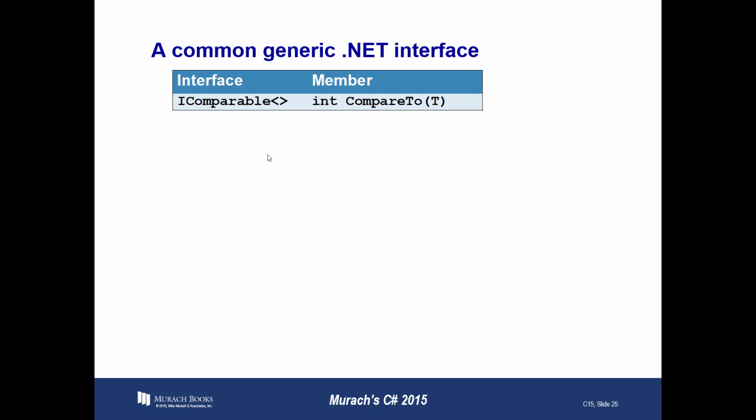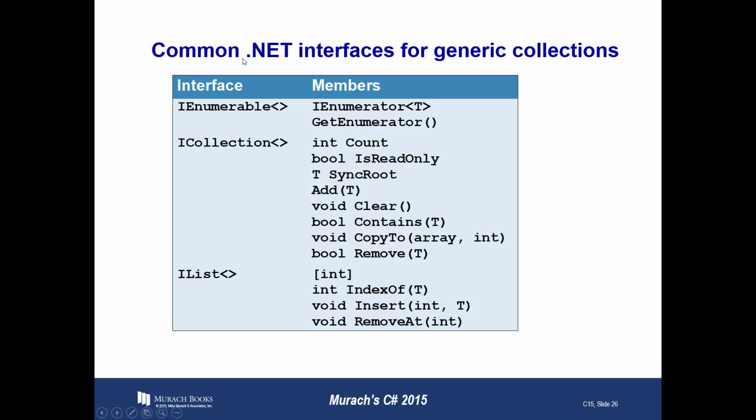Now, the .NET framework defines many generic interfaces. These are particularly useful for working with classes that define generic types of collections. Here's one shown here, the IComparable, which compares objects of type T. As I mentioned to you before, if the two objects are equal, 0 is returned. If the first object is greater than the second, 1 is returned. If the first object is less than the second, -1 is returned.